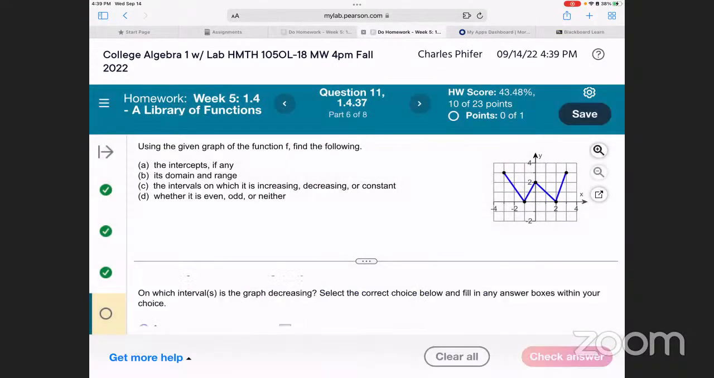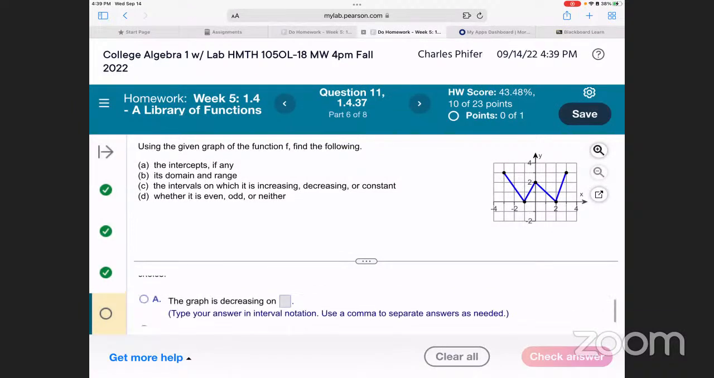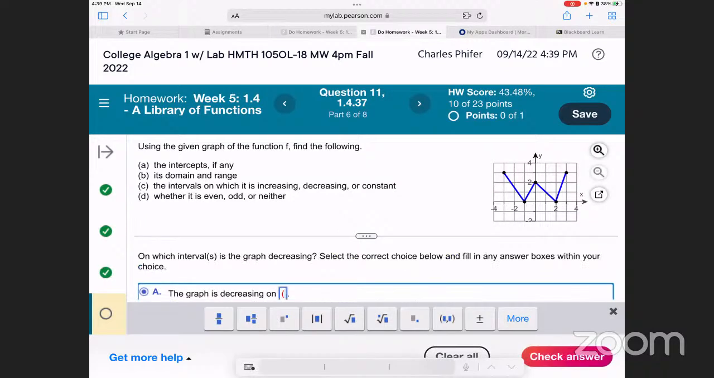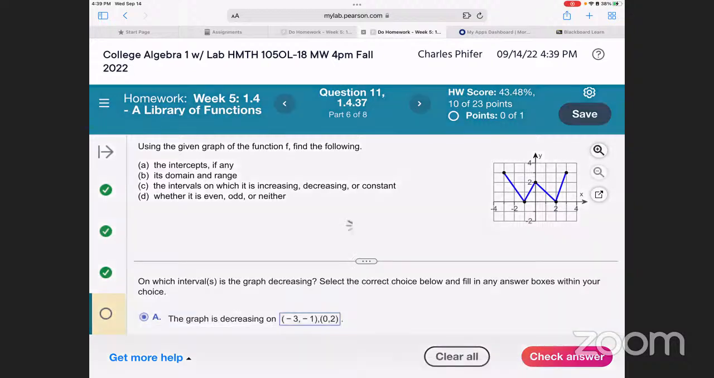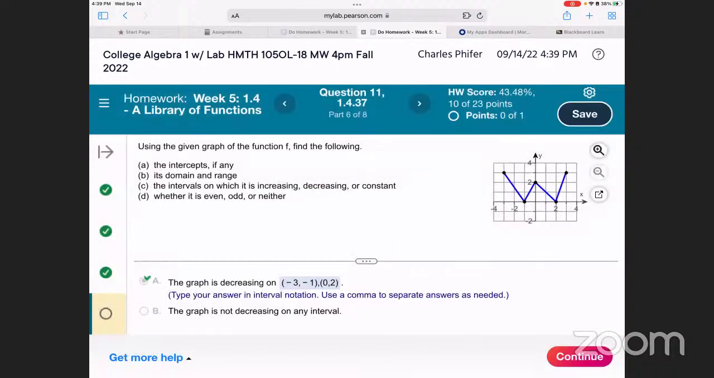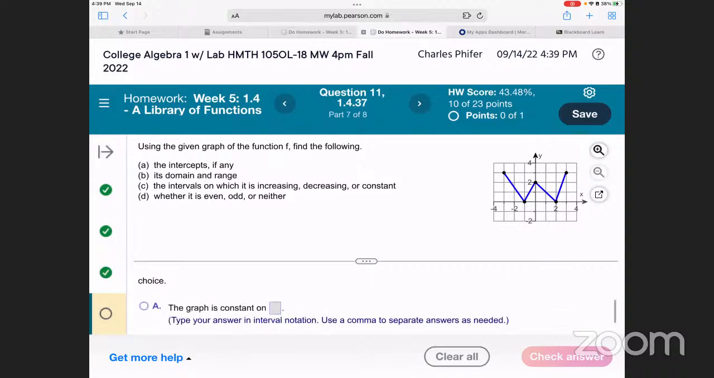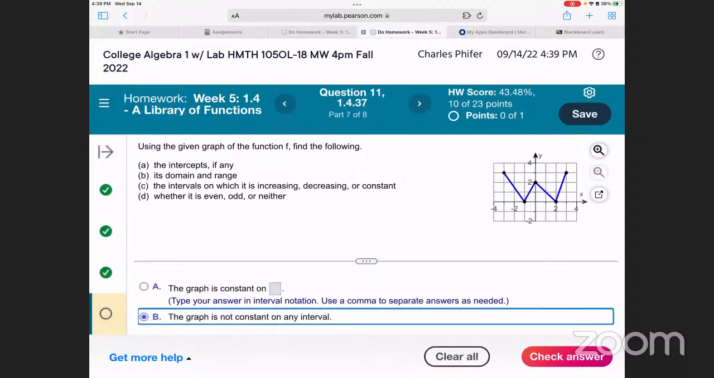So then if we could talk about increasing, we should be able to also talk about decreasing. It's decreasing as x goes from, parentheses, -3 to -1, close parentheses, comma, open parentheses. It's also decreasing as x goes from 0 to 2. Okay, we're going to go with that. Constant is, it never flattens out anywhere, so we're going to say the graph is not constant on any interval.